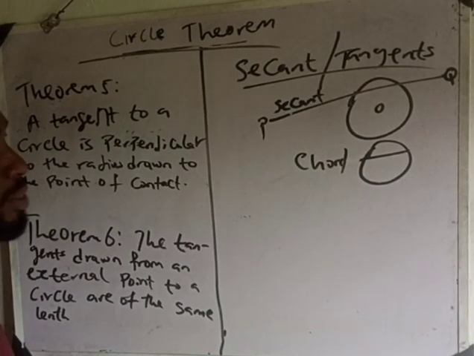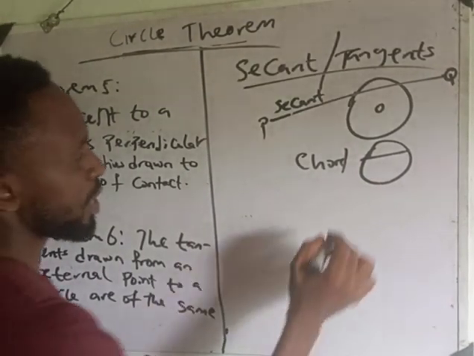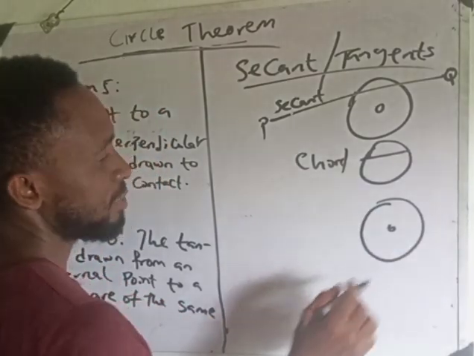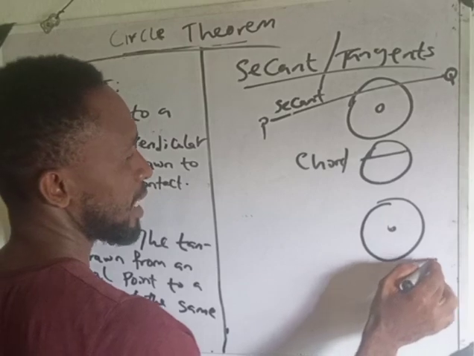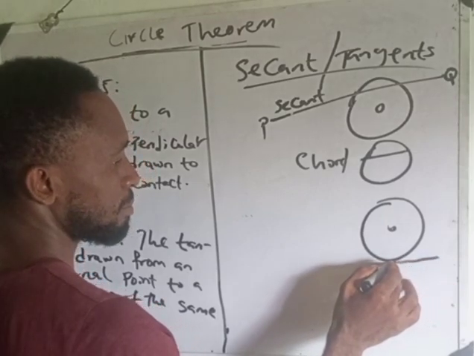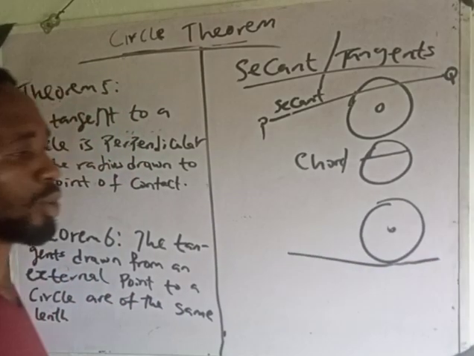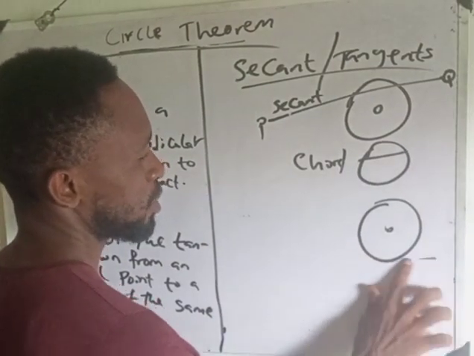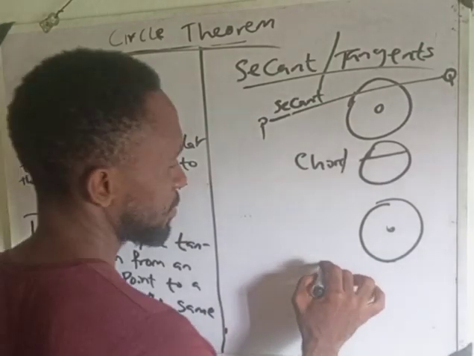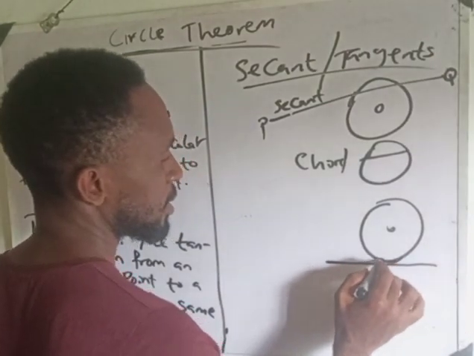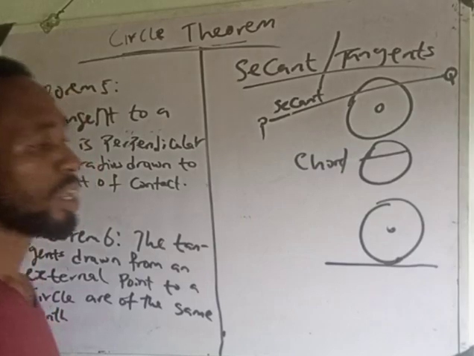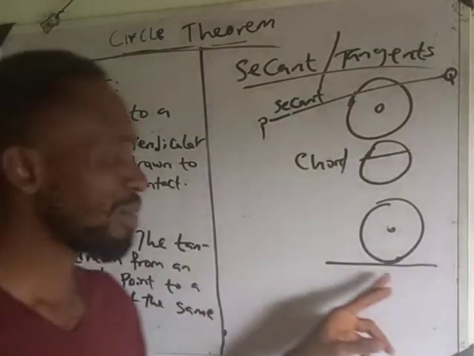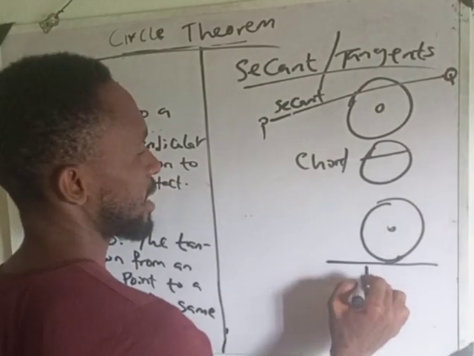Now there's another kind of line we have. If we have a circle, let's say this is the center of the circle, we have a line that goes beside the circle and touches the circumference of the circle. Sorry, this doesn't look like a straight line, but just know I'm trying to make a straight line. If you have a straight line that goes beside the circle and touches the circle at only 1 point on the circumference, we call this line a tangent.